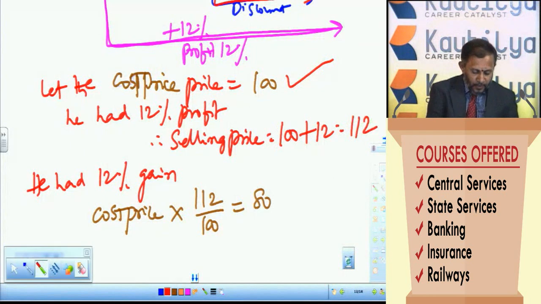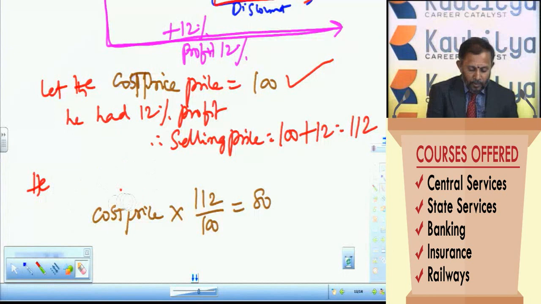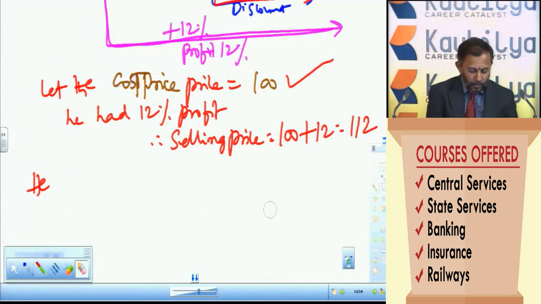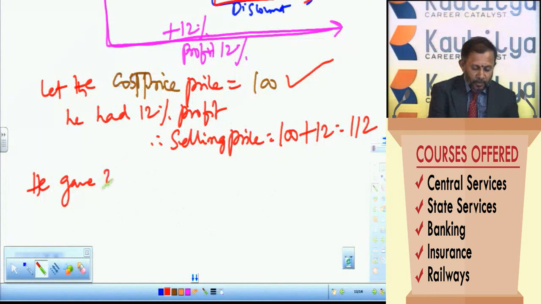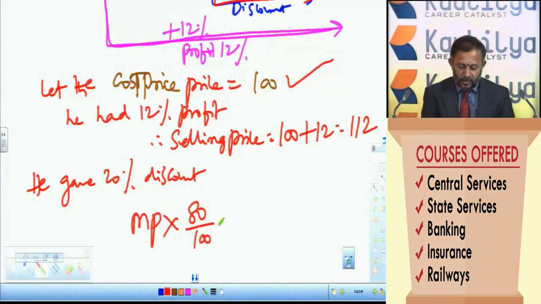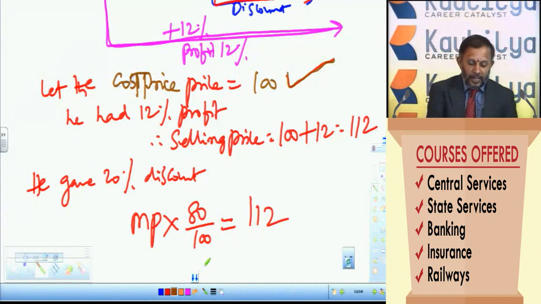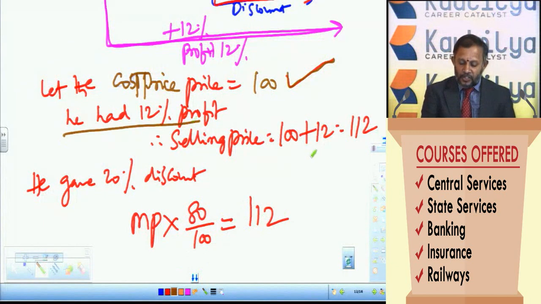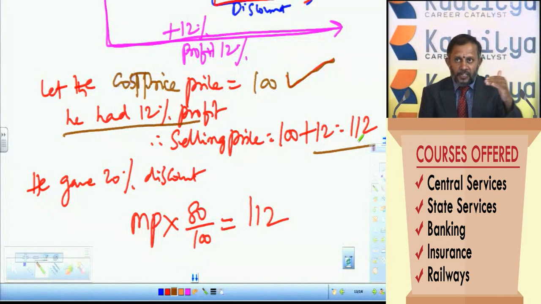Next. But as per the data, he gave 20% discount. So therefore, the marketing price, which is unknown, is lowered by 20%, which becomes 80%, equal to 112. So here the cost price is taken as 100, and finally he had 12% profit. So the selling price is 112, but he allowed a discount of 20%. So therefore, the marketing price is decreased by 20%.